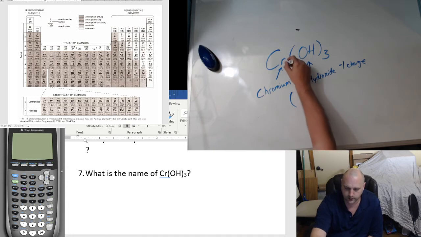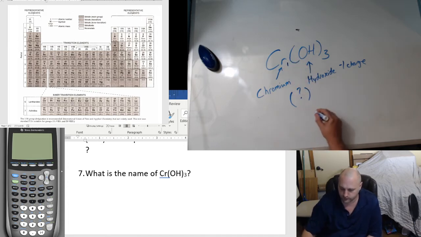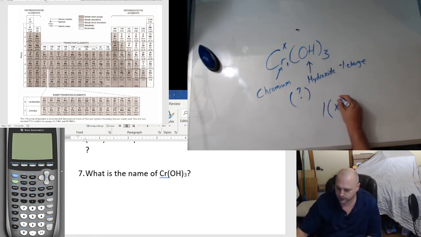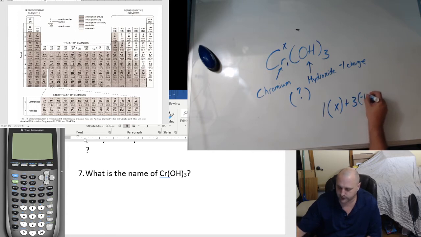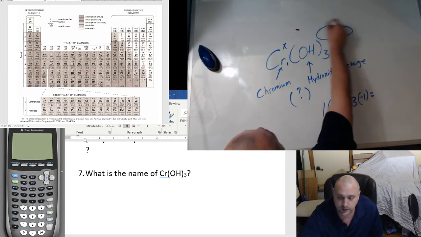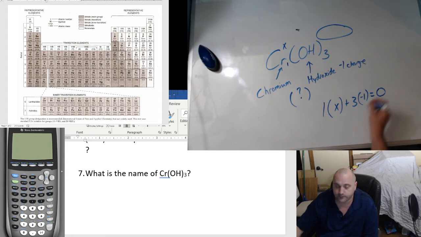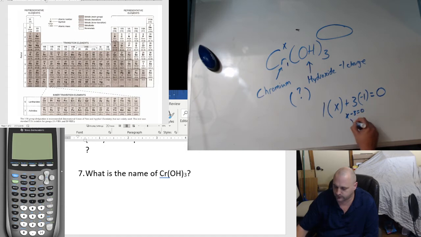I have 1 chromium there, so I can go ahead and add that understood 1. So I've got 1. I'm going to put an X for its charge, plus I have 3 hydroxides, and each one has a -1. And the key here is the total charge would be up here if it has one, and this particular one does not. And so it's equal to 0. So then x minus 3 equals 0, and x equals +3.